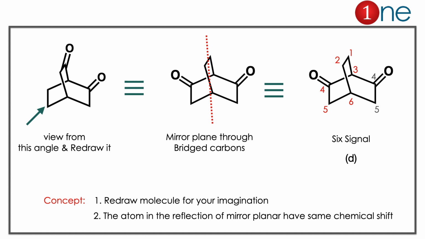Symmetry. The plane bisects through the center. The mirror plane goes through the bridged carbon. So you have reflection, so it is definitely the plane of symmetry. The signal will be the same on either side.